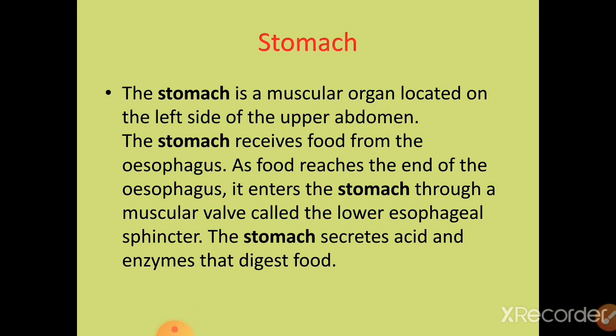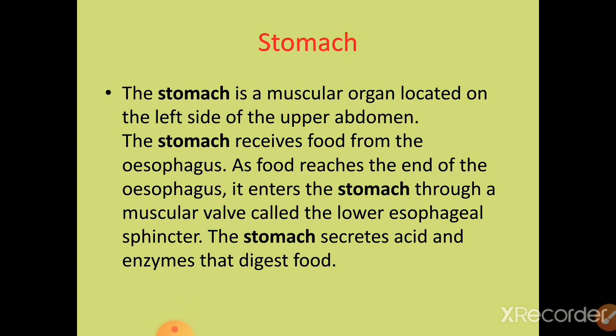So the stomach receives food from the esophagus. As food reaches the end of the esophagus, as in the previous video I showed you, how the food passes from the mouth to the stomach, that muscular bag is known as the stomach. It enters the stomach through a muscular valve called the lower esophageal sphincter. That valve which is present just at the end of the esophagus is known as the esophageal sphincter. The stomach secretes acid and enzymes that digest food.